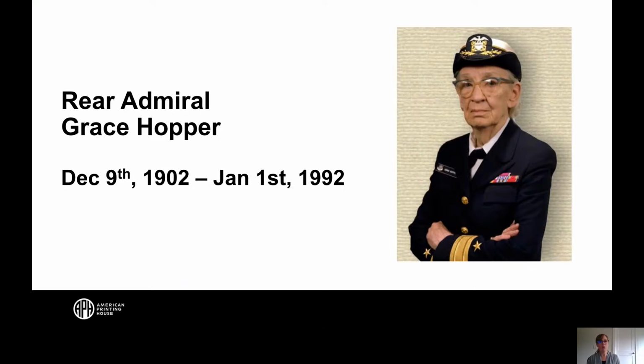Well, let's talk about a really important computer scientist who was a pioneer in her field. Her name is Grace Hopper. She was a Rear Admiral in the U.S. Navy. She was born December 9th, 1902, and died January 1st, 1992. That's 91 years old. And in her 91 years, she did a lot of things for computer science.